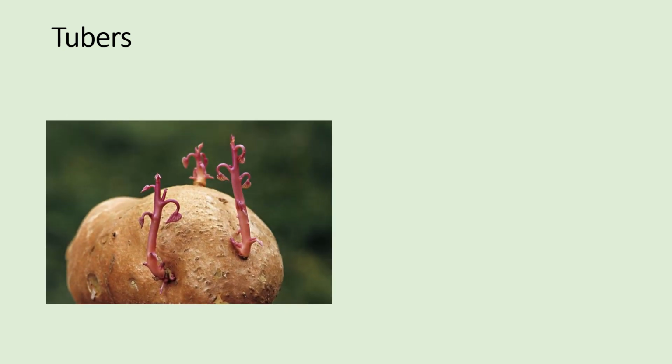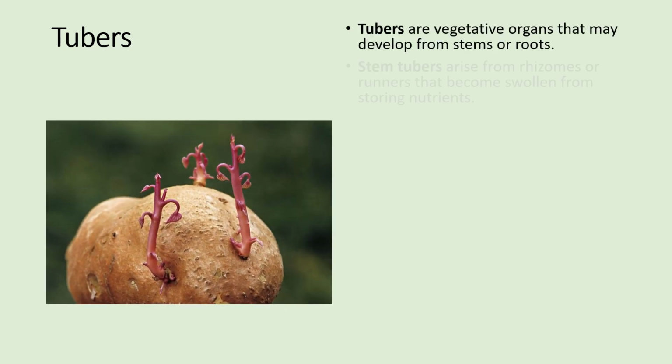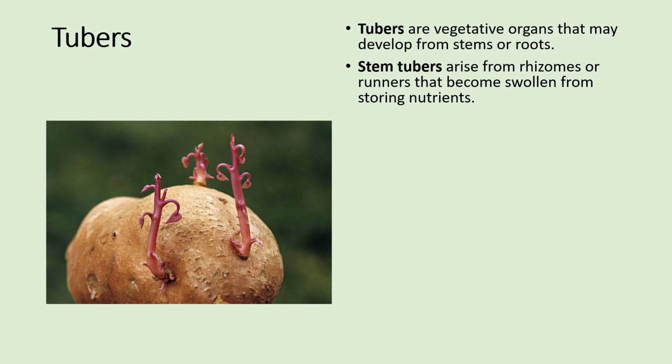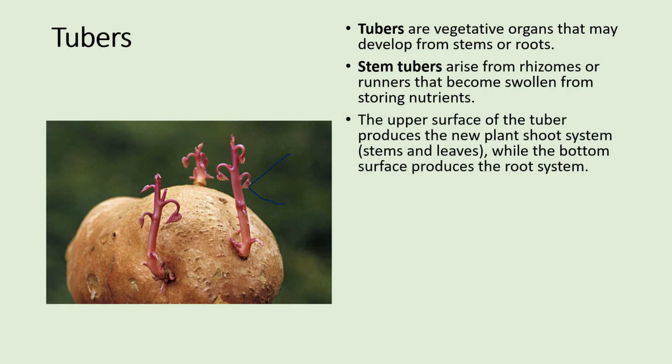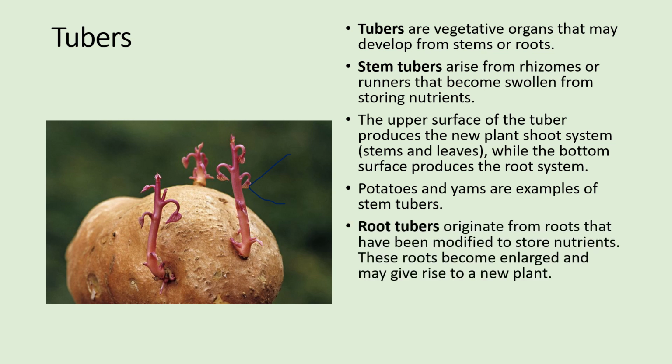Tubers. Tubers are vegetative organs that may develop from stems or roots. Stem tubers arise from rhizomes or runners that become swollen from storing nutrients. The upper surface of the tuber produces the new plant shoot system, stems and leaves, while the bottom surface produces the root system. Potatoes and yams are examples of stem tubers. Root tubers originate from roots that have been modified to store nutrients. These roots become enlarged and may give rise to a new plant. Sweet potatoes and dahlias are examples of root tubers.